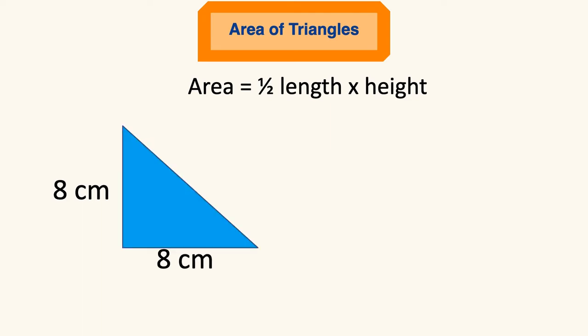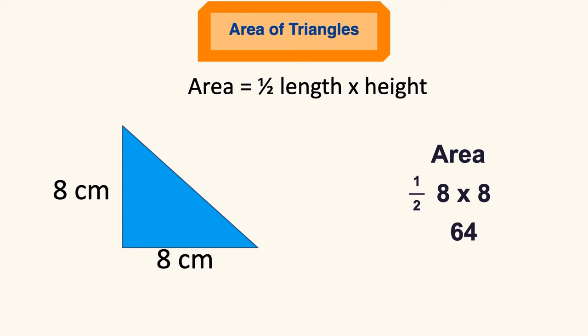How do we find the area of this triangle? Remember once again that the formula for area is half length times height. In our example, 8 centimeters represents our length and 8 centimeters represents our height. So let's write up our formula. The area is half 8 times 8. First, we must multiply our factors. What is 8 multiplied by 8? Yes, that's 64.